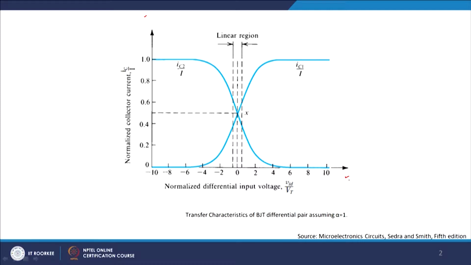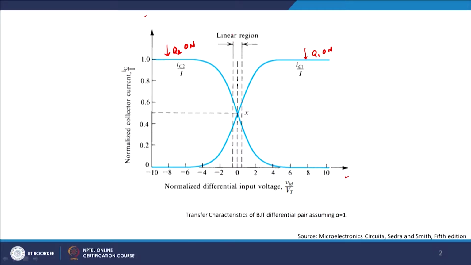will be basically off and therefore the current will be 0, whereas Q1 will be on and therefore you will get a large current. So, this is Q1 is on, right. On the extreme left, Q2 will be on and therefore you will get a high current, whereas Q1 will be off and you will get no current.